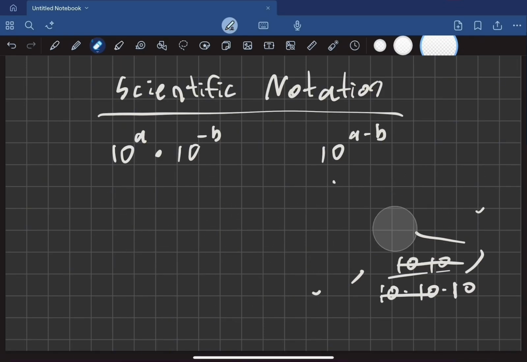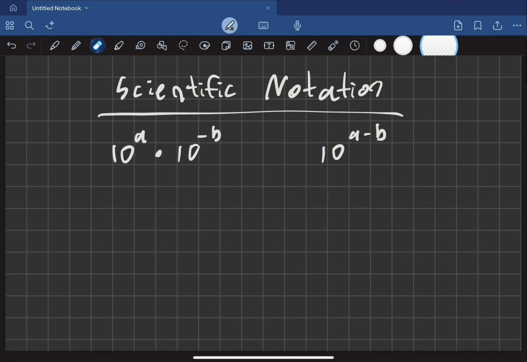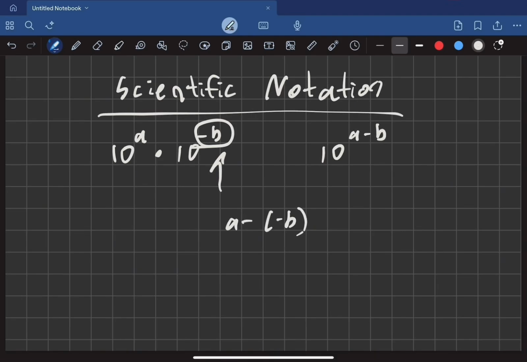An important note here, you're really still adding. You're still adding a and this exponent. It's just that this exponent is negative, so you're adding a negative. You wouldn't do a minus negative b. You're not subtracting this exponent. You're still adding this exponent.